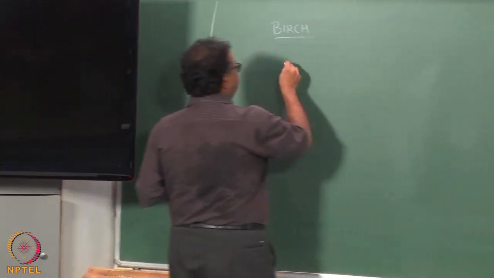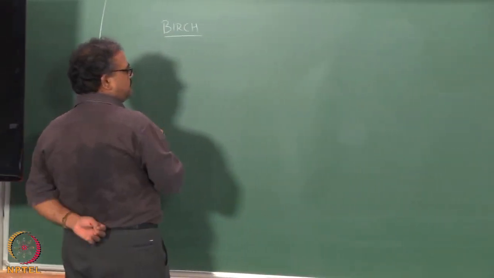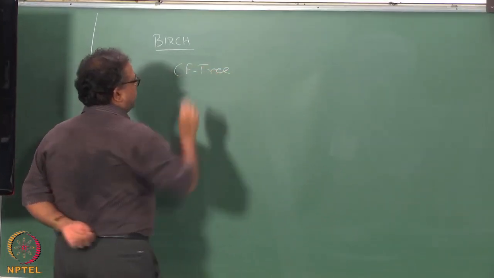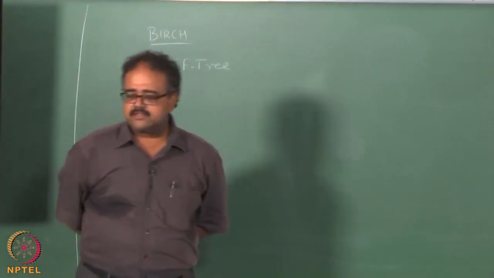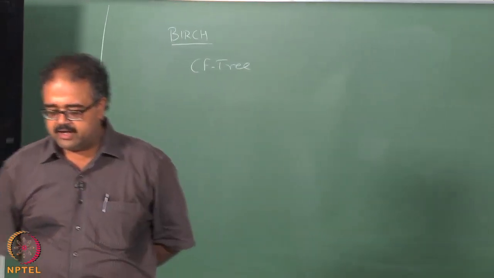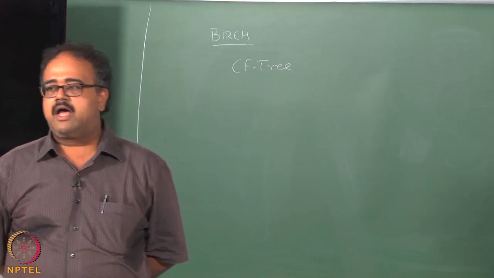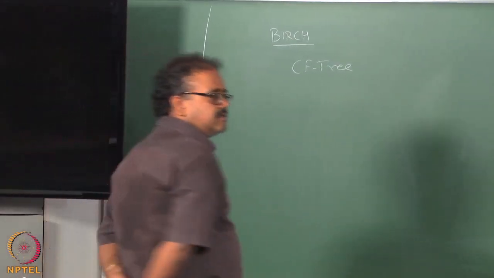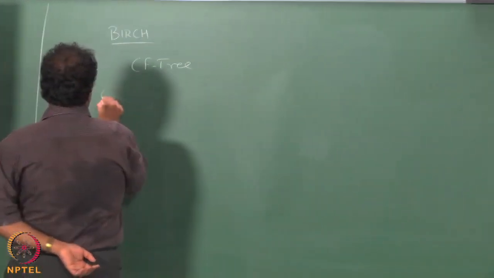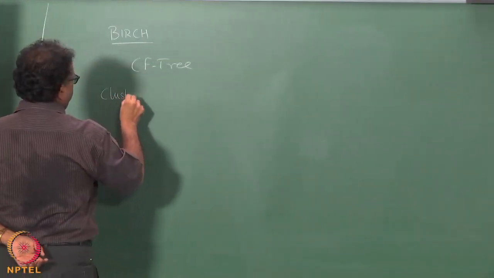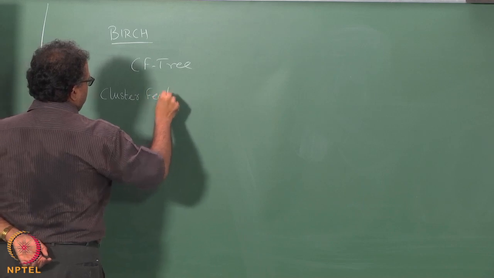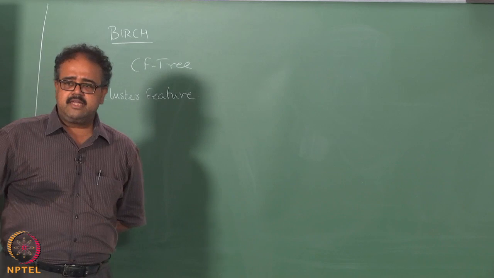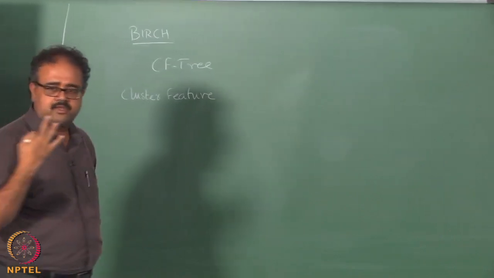So what they came up with is a data structure called the CF tree, where CF stands for clustering feature, or cluster feature, sorry. So what is a cluster feature? It is a 3-tuple.